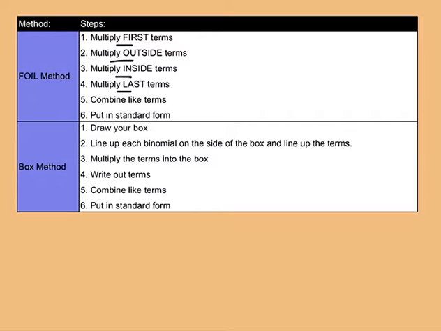this method will work okay. But there's another method for students that maybe struggle to organize their work, and it works really well for those students. That method is to start by drawing your box. Then you line up each binomial on the side of the box and line up the like terms. Then you multiply the terms into the box, write out the terms, combine like terms, and put it into standard form. That sounds like a whole bunch of mumbo jumbo, but it'll make a lot more sense when we actually put it into practice.